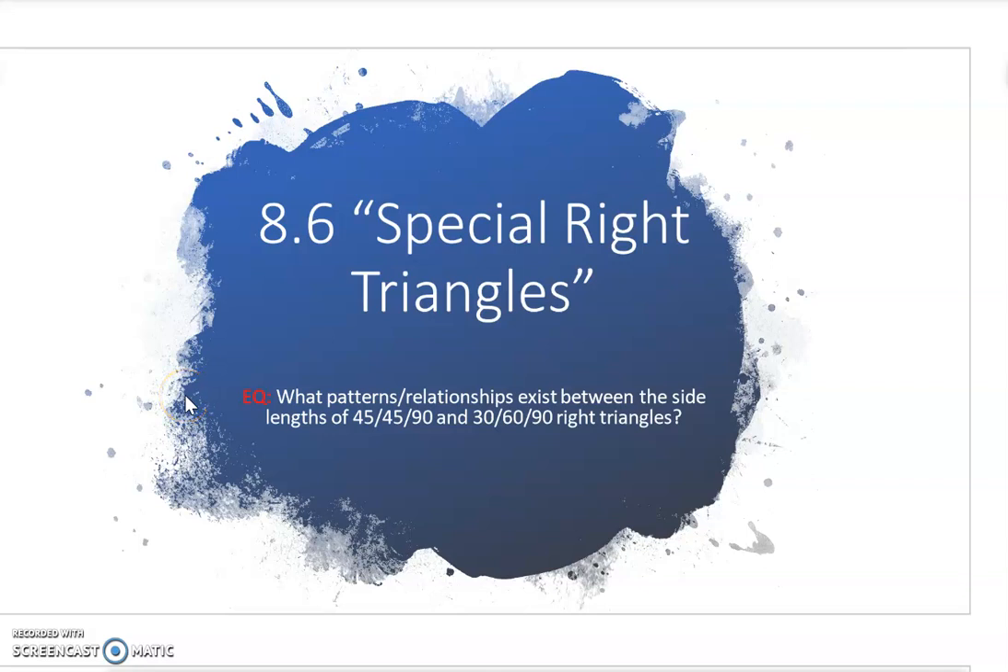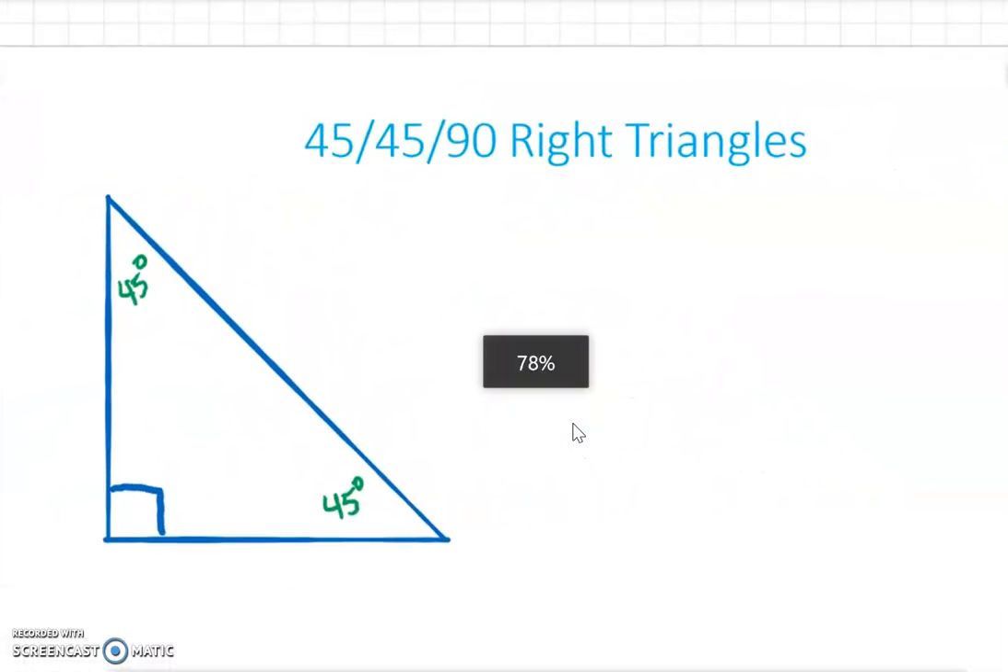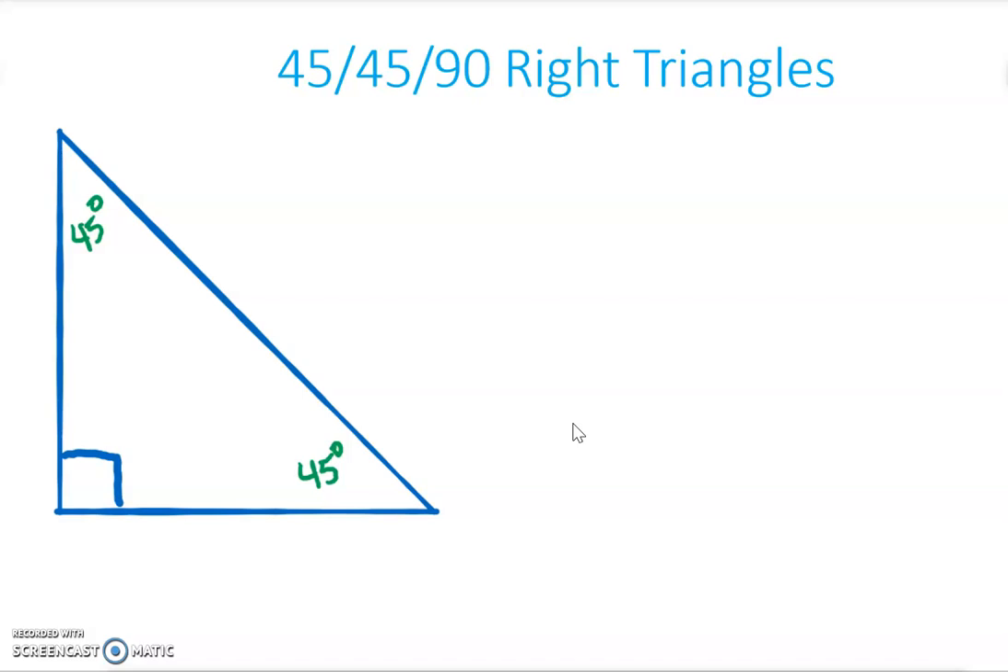This is 8.6 special right triangles. What patterns or relationships exist between the side lengths of 45, 45, 90 and 30, 60, 90 right triangles? That refers to the degree measures. So when we have what we call a 45, 45, 90 right triangle, we're talking about the angle measures. So you can see two 45-degree angles and a 90-degree angle.